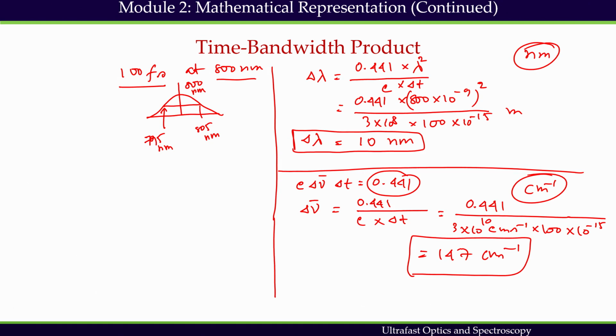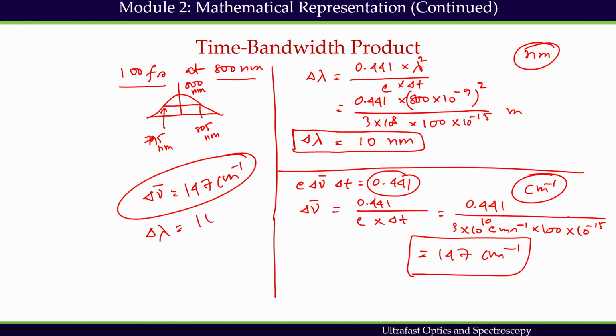So what we see is that now if we plot it in the wave number regime, then delta nu bar, the width of the spectrum, is going to be 147 wave number, and if it is delta lambda, then it's going to be 10 nanometer. So with this one can convert to different representations for the time bandwidth product.